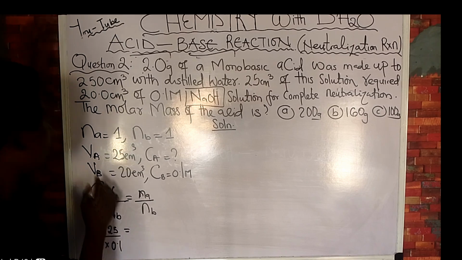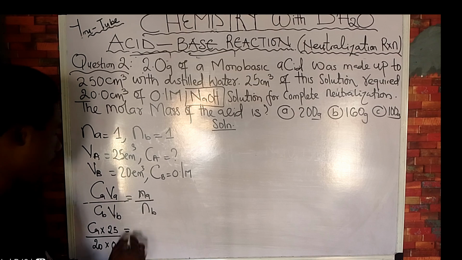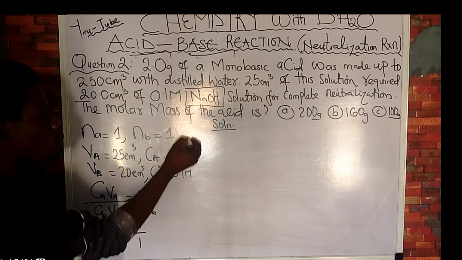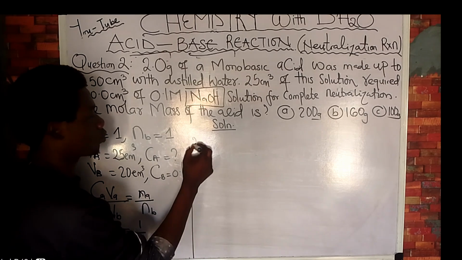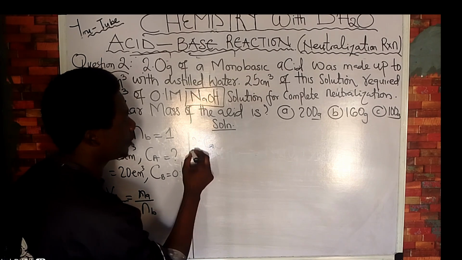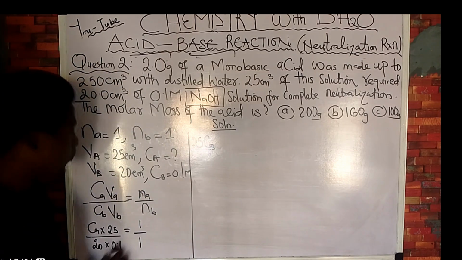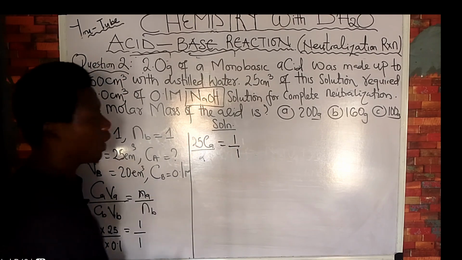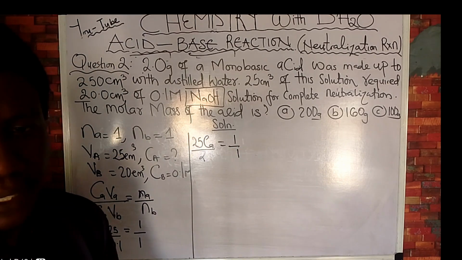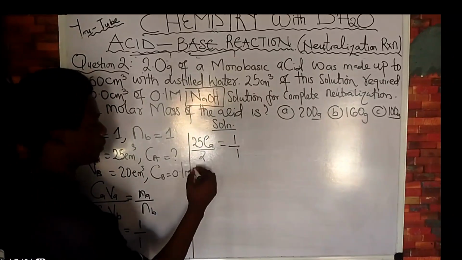0.1 equals to, I told you monobasic acid and monobasic base, you have 1 over 1. Wow, that's interesting. So let's solve the question. 25 times Ca will give us what? 25 Ca all over 20 times 0.1 equals 2 over 1. So what do we do now? Very easy. We cross multiply.